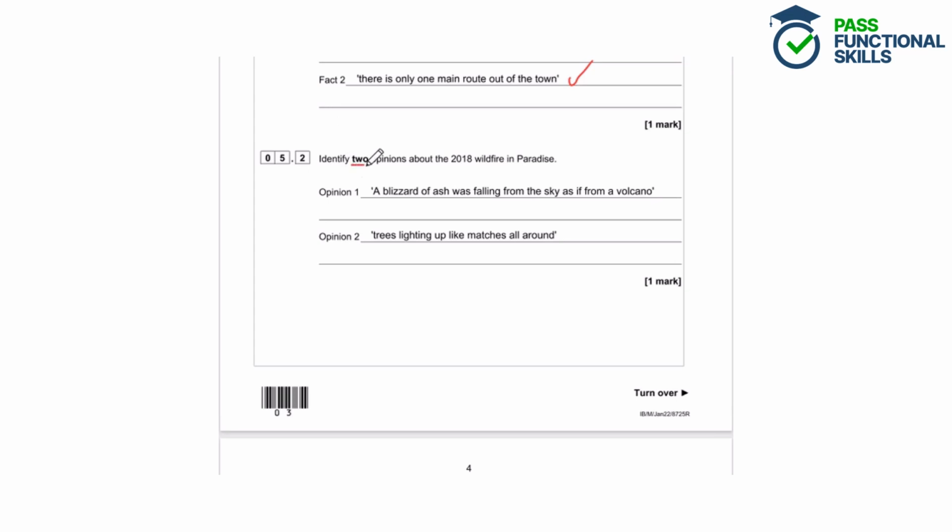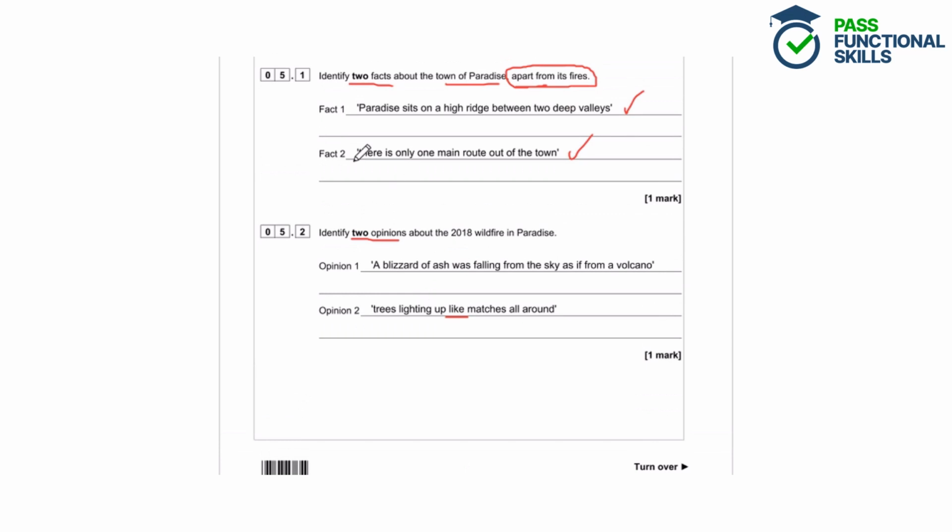And then identify 2 opinions about the wildfire. Opinion 1, a blizzard of ash was falling from the sky as if from a volcano. So we've talked about the sort of imagery there and how that makes that an opinion. It's very descriptive. And then the second one, trees lighting up like matches all around. Now this is a simile. It's again a description, creating a sort of vivid image that you can disagree with. You could say, well, they don't look like matches, they just look like trees on fire. So there we have it. 2 facts and 2 opinions for 2 marks.